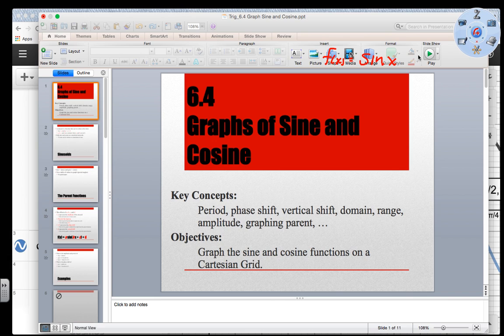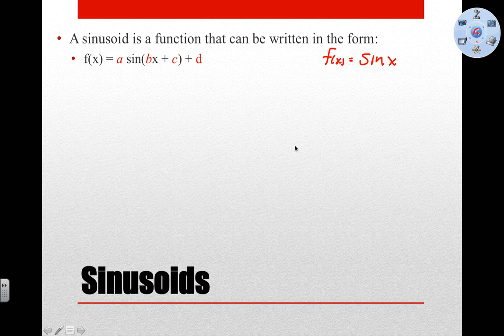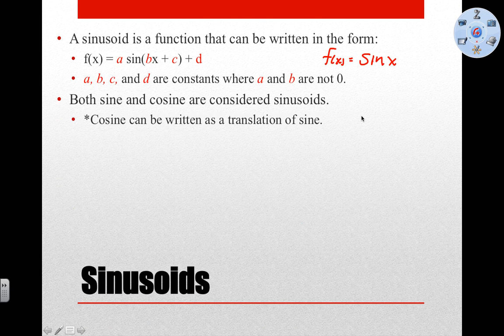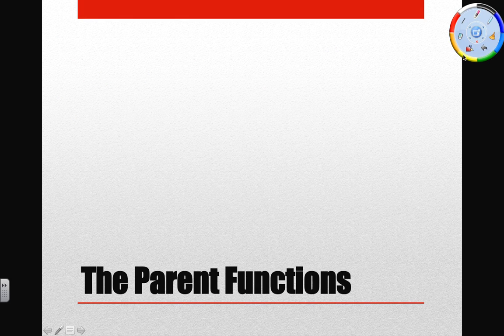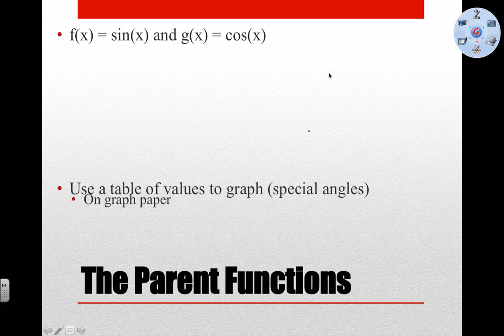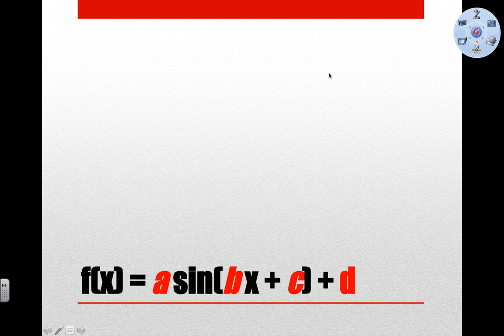So let's go back here to this. Went backwards a little bit too far, accidentally. So the parent function, sine of x and cosine of x, we just did that on the table. But let's look at using A, B, C, and D.